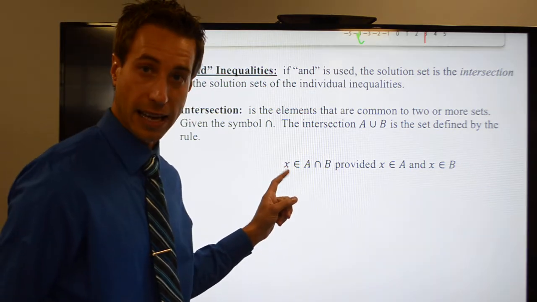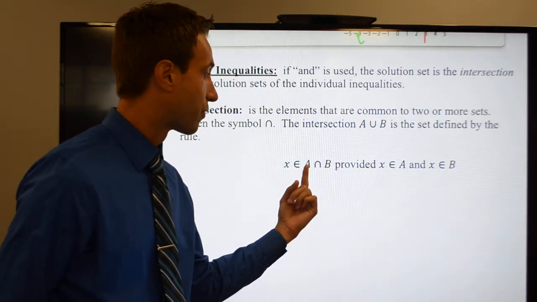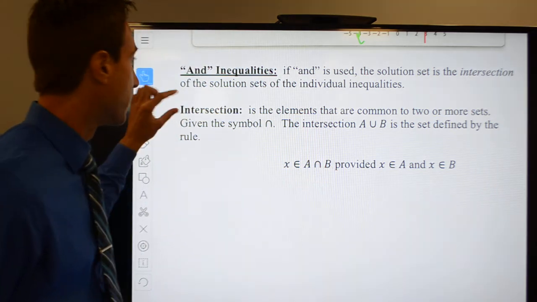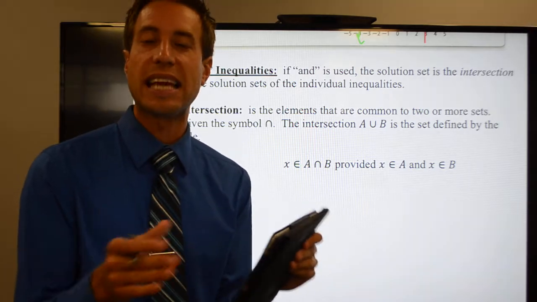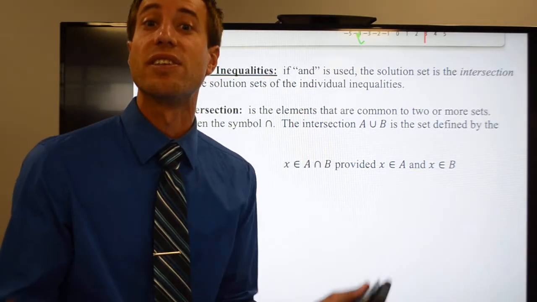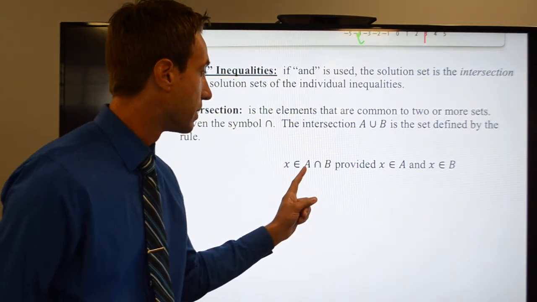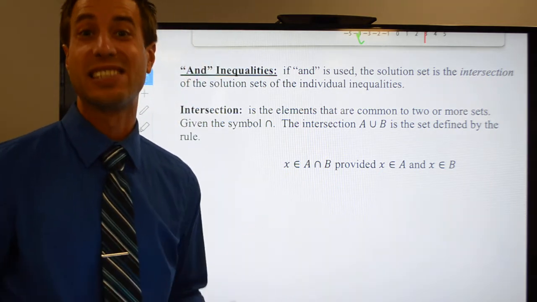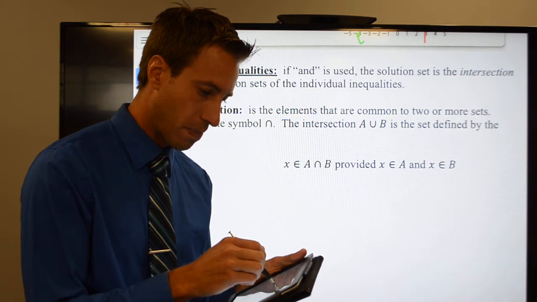The values of x are all of the elements from set A and set B. This intersection means you're choosing the elements from both sets that are the same, right? So all of the elements from set A and all of the elements from set B that are the same number. Let me scroll back up.